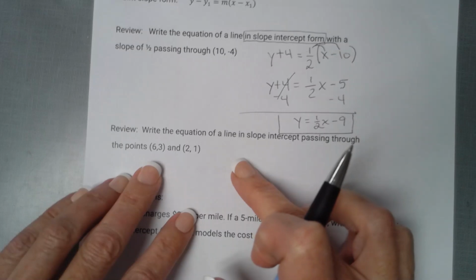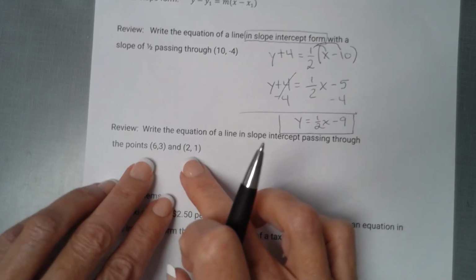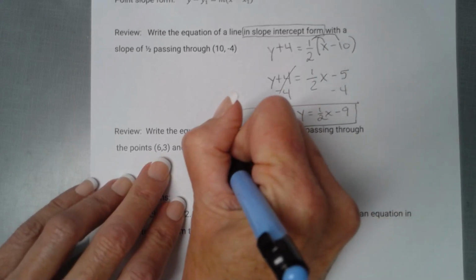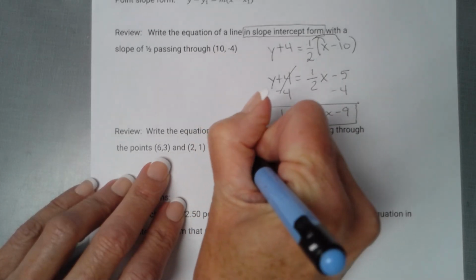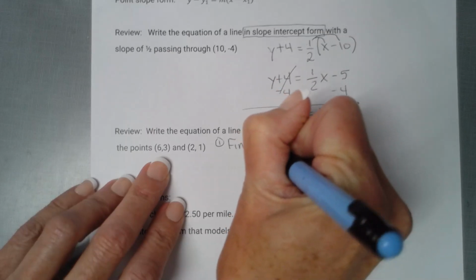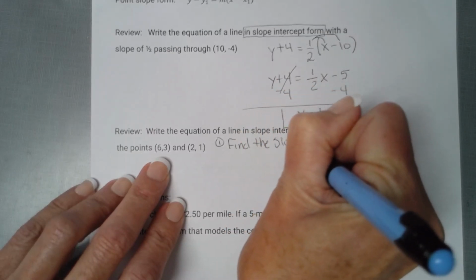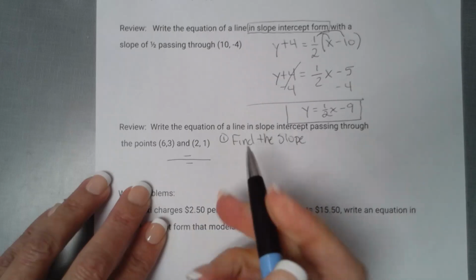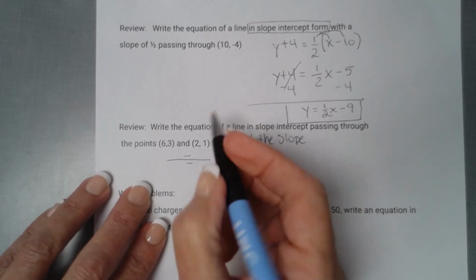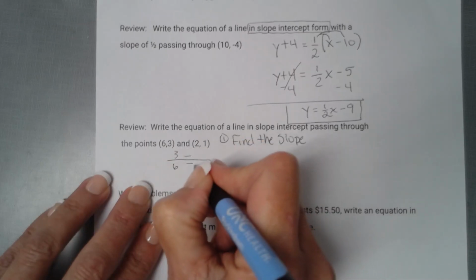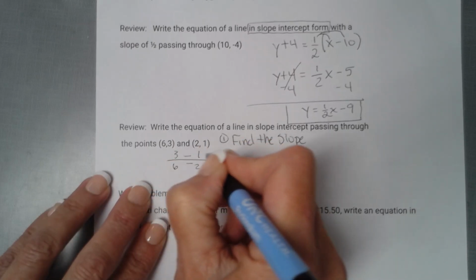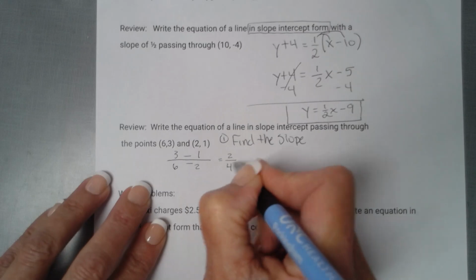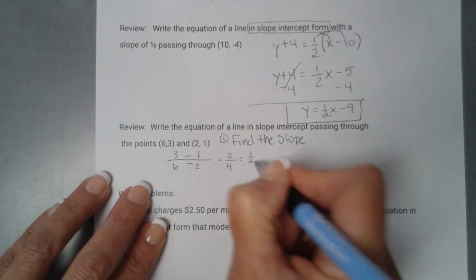They're asking us to write an equation in slope-intercept form, and they're not giving us the slope. Instead, they're giving us 2 points. Well, what we need to do is find the slope in order to plug in. So we're going to find the slope first. Then we're going to plug in. And we can do this because this is a linear function. So down, up, down, up. 3 minus 1 is 2. 6 minus 2 is 4. So my slope is 1/2.